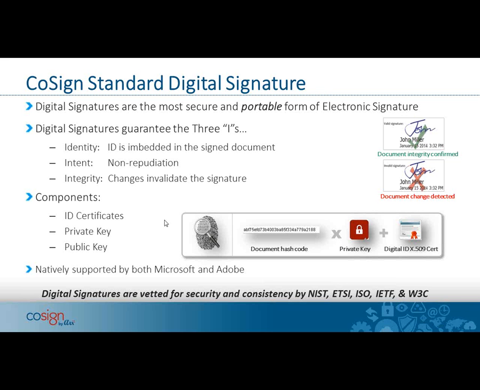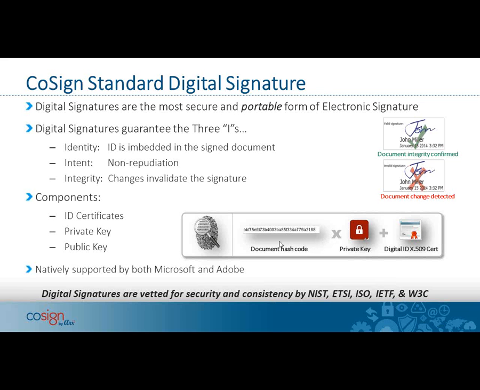And what essentially makes up the digital signature are those components that I'm showing right here. There are the ID certificates, which are public and private keys. There's that document hash code that basically takes a mathematical calculation of the document that you're signing, and this is how we know if anything's been changed, because that calculation gets compared, and then that's how we know if there are any differences, that something has changed.